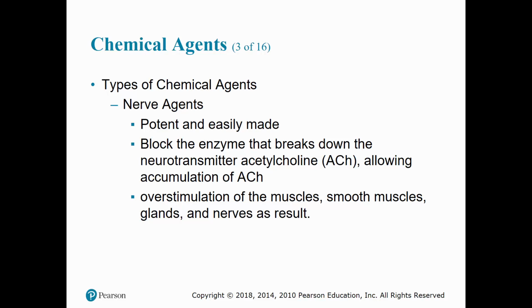Nerve agents are very potent. These block the enzyme that breaks down acetylcholine, which is a neurotransmitter, allowing accumulation of ACh in that area. This causes an overstimulation of the muscles and nerves as a result.